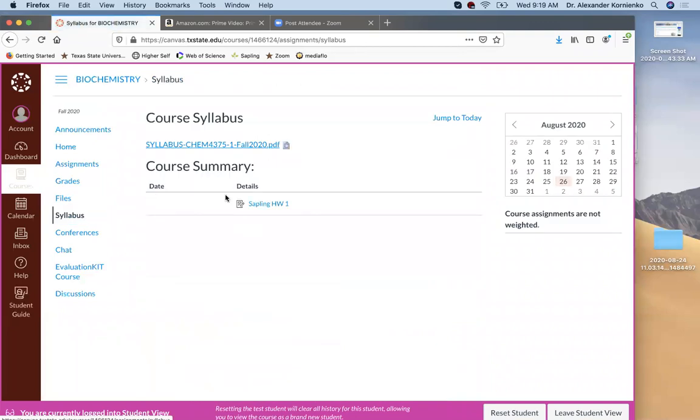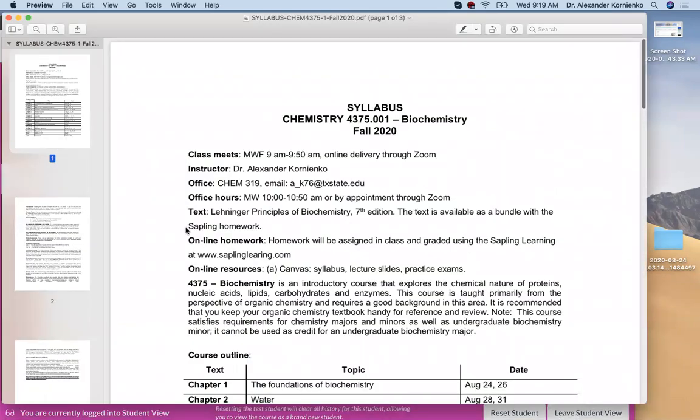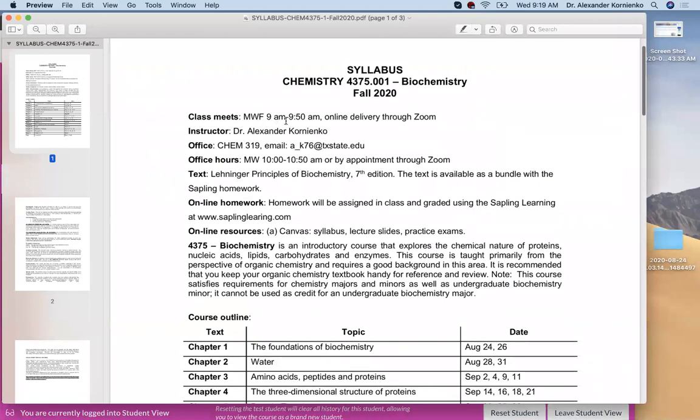So for the syllabus, let's go to the syllabus. All right, so Monday, Wednesday, Friday, 9 a.m. through Zoom. It's my name. This is where I normally live in Camp 319, but you can't find me there right now. I will be there once in a while because I still have a research group going, and it's hard to catch me. So unless you want to make an appointment to see me in person, then we can do that. So here's my email. Office hours right after this class. If you can't make it, you can always make an appointment with me, and we can meet at a different time. Again, we will meet through Zoom.